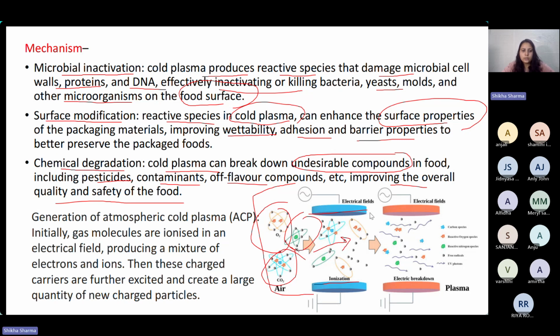Here, a mixture of electrons and ions is produced, and then these charged carriers are going to excite and create a large quantity of new charged materials. So plasma is a mixture of all these compounds, all these ions and the electrons. All this ionization is going to happen here.